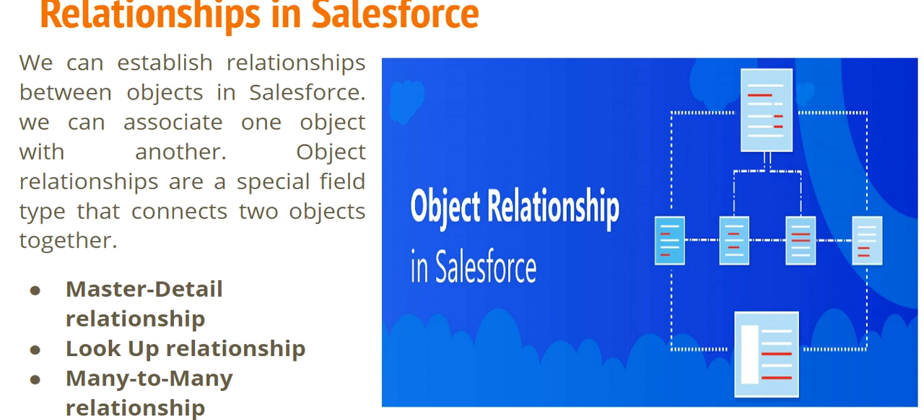So first of all, let's talk about the master detail relationship. What is the master detail relationship? Master detail relationship is a strongly coupled relationship. Means if the parent is deleted, the child will also be deleted. Just suppose we have two objects, A and B, where A is a parent object and B is the child object.